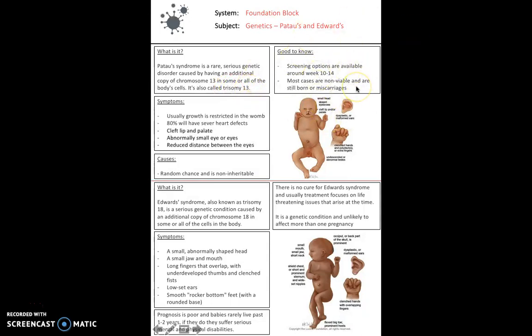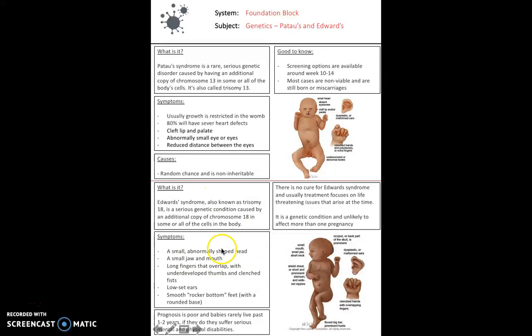There's screening options available around weeks 10 to 14, and most cases are non-viable, and some are born as stillborn or miscarriages. So the symptoms here, we usually have growth restricted in the womb. 80% will have severe heart defects, cleft lip and palate, abnormally small eyes, and reduced distance between the eyes, and these clenched hands and polydactyly are also common symptoms.